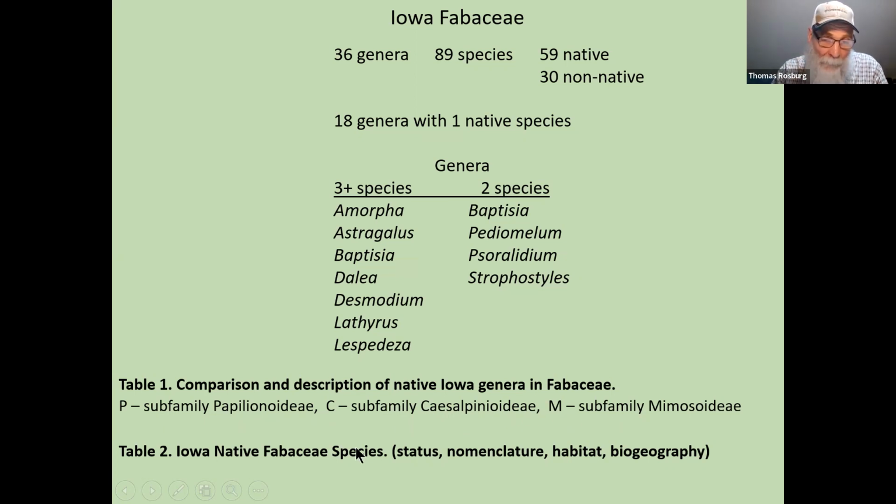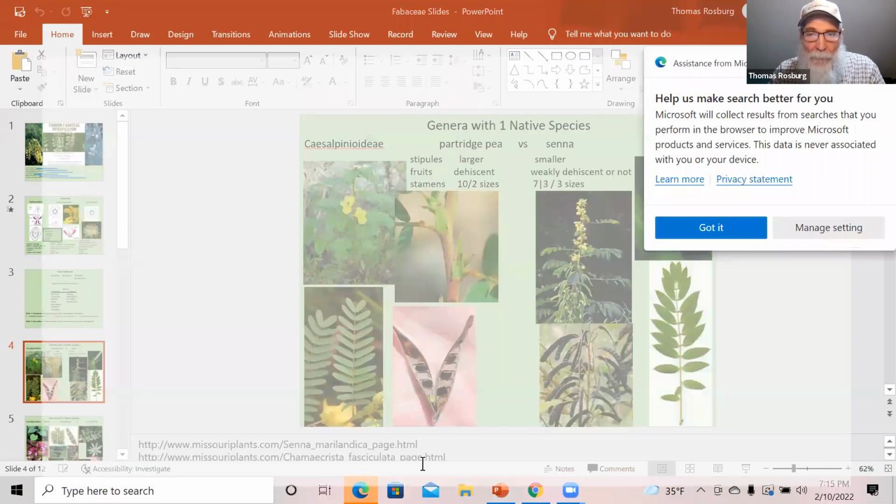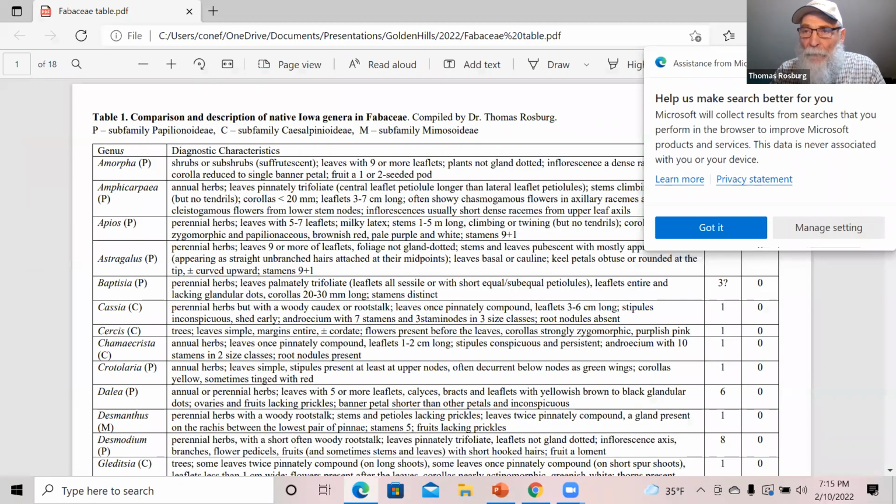Then you have another big table, and this took a long time to put together. Well, both of them took a long time to put together, but this one is going to list all of the native Fabaceae species and give you basic information on their status, how they're seen in Iowa, native, or if they're listed, the nomenclature that is currently in use for them, what their habitat and what their biogeography is. We'll take a look at that probably next, because this gets into starting to look at some of the species. So I'm going to pull up those tables.